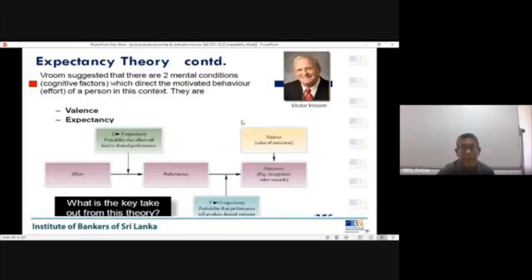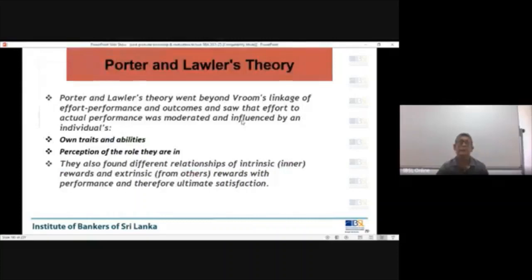And this theory was further developed by Porter and Lawler's theory. These are two gentlemen, Lyman Porter and Edward Lawler, who further developed this expectancy theory, which was developed by Victor Vroom.